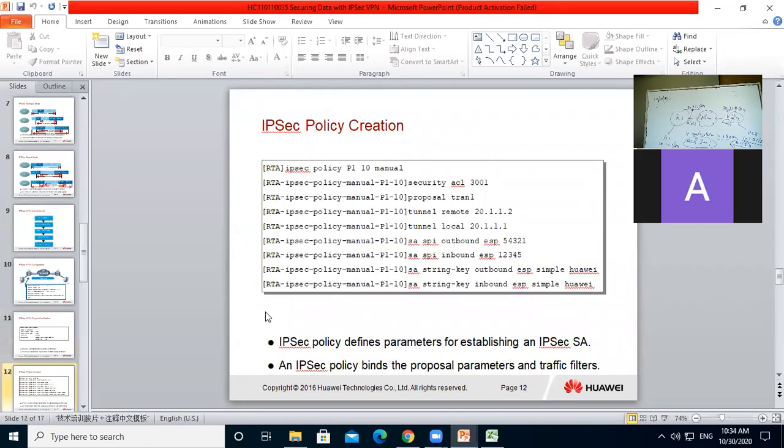Next is IP security policy creation. How can we create it? First you write ipsec policy, then apply the ACL to that particular security policy, then apply the tunnel mode IP addresses. This is the way to apply tunnel mode, SPI, and then key authentications.